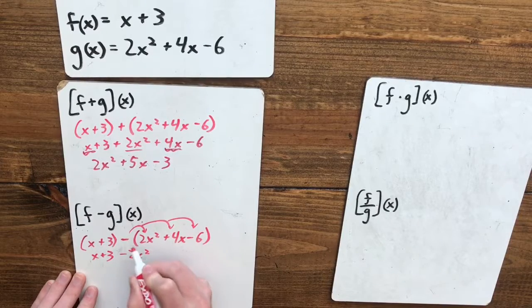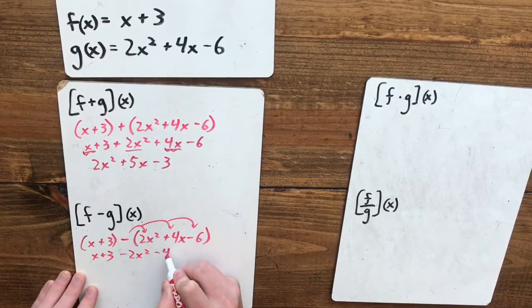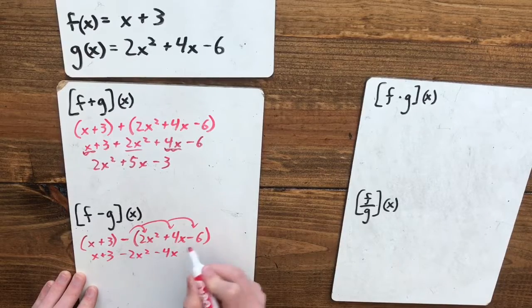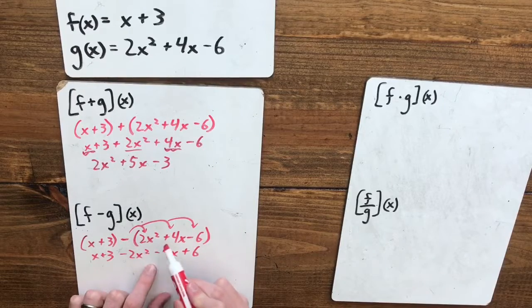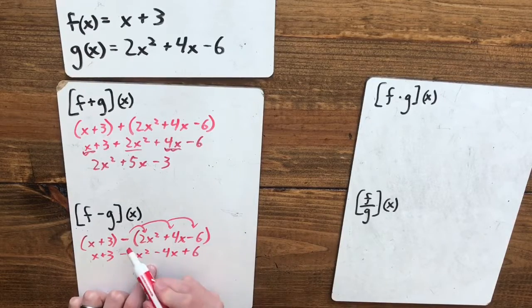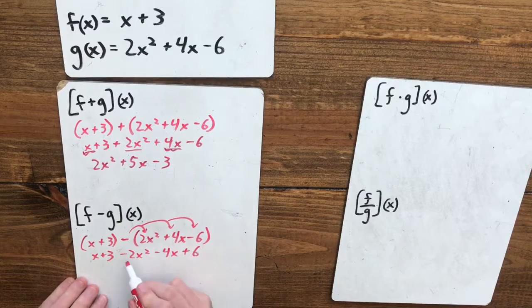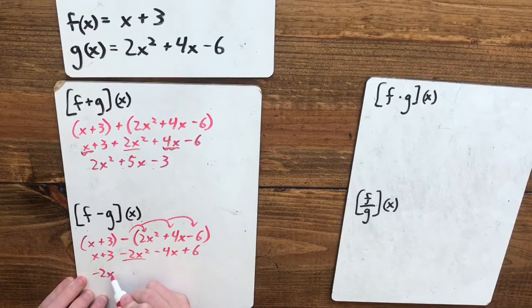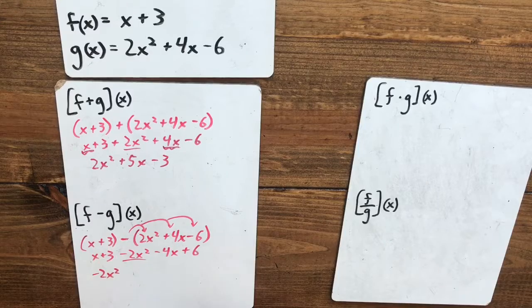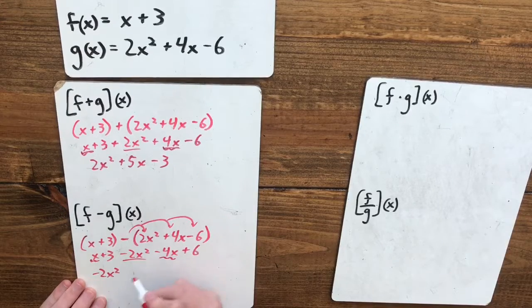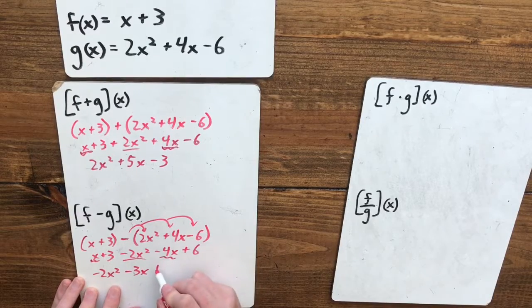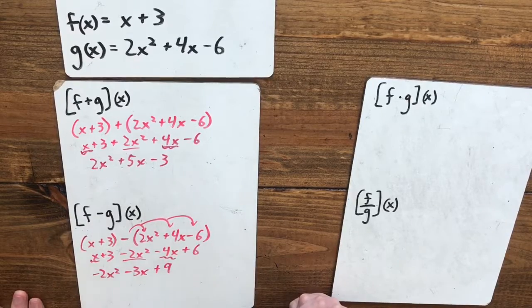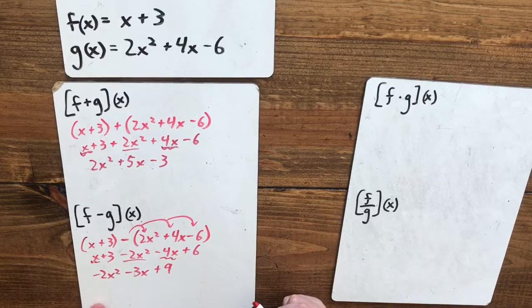Subtracting 2x squared, subtracting a positive 4x, which is now just subtracting 4x, and subtracting a negative 6 is now adding 6. Notice it changed the sign of each term inside of there because we were subtracting it. Now again, we combine like terms, no like terms once again for that x squared. x minus 4x is now a negative 3x, and we have 3 plus 6, which gives us 9. That is our f minus g of x right there.